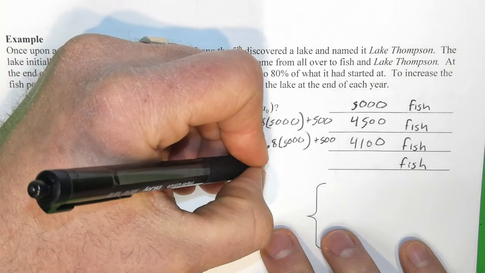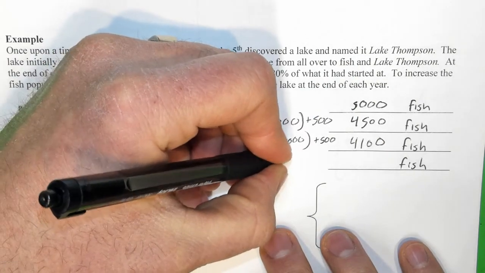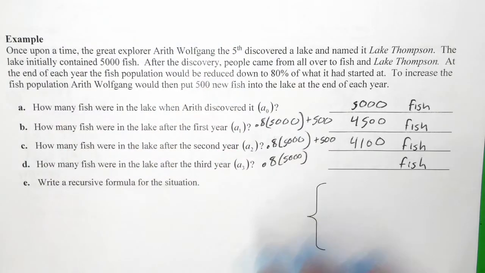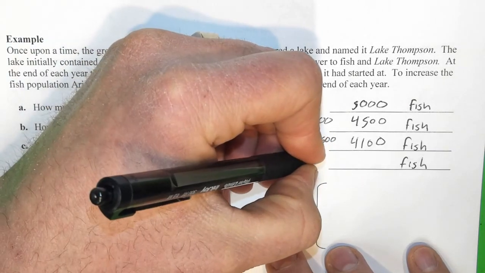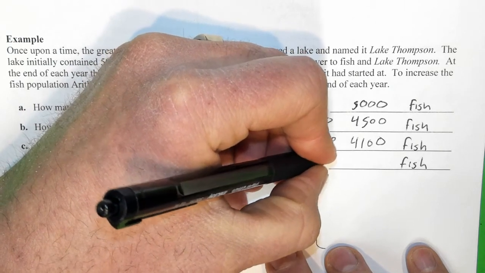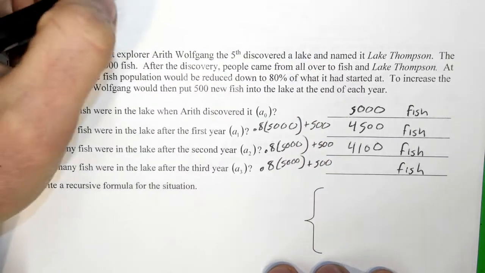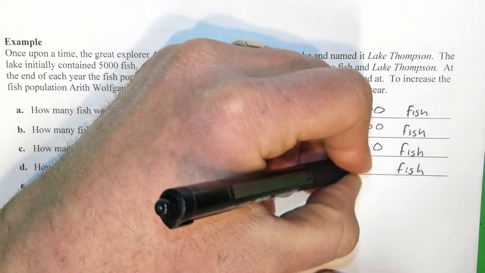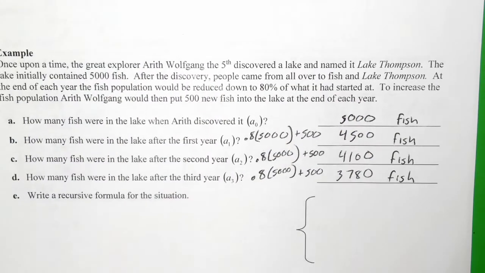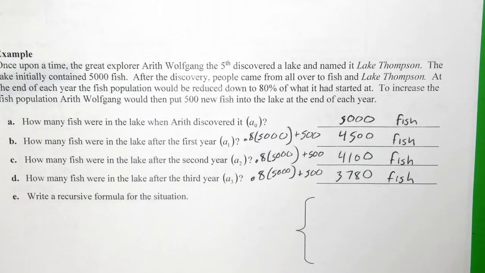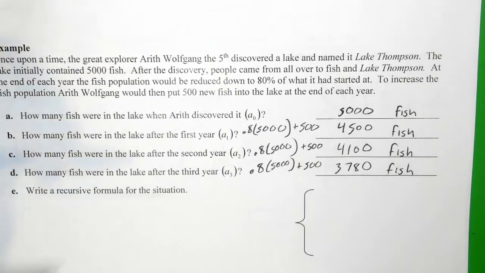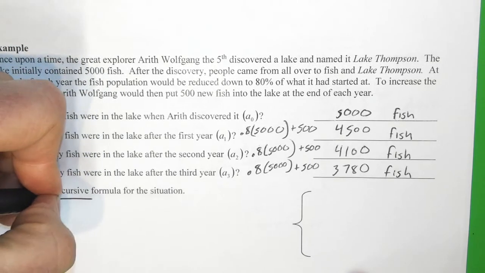Next one. More people show up, and more fishing happens, and more delicious fish dinners. Erich Wolfgang goes through his usual conservationist ways and adds on the 500 new fish. And now we are down to 3,780 fish. The fish population is incrementally decreasing as we move from one year to the next. So now the next big question is, can you write a recursive formula for this?